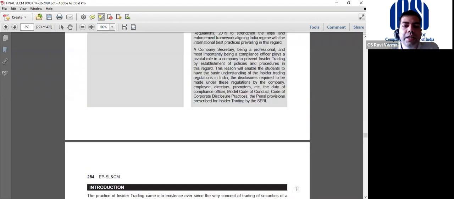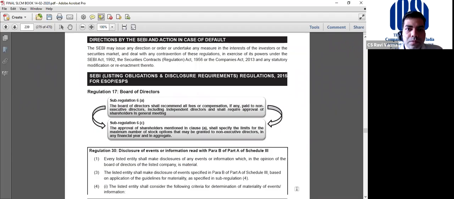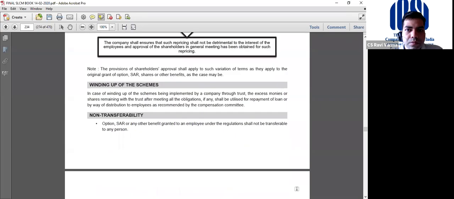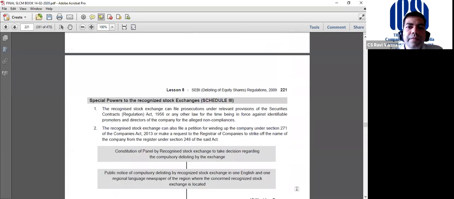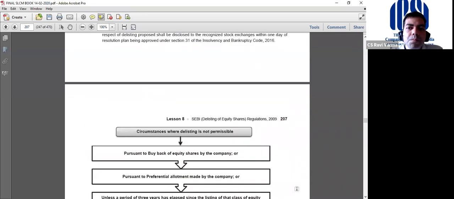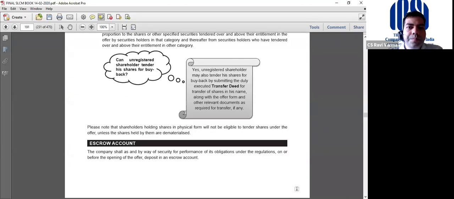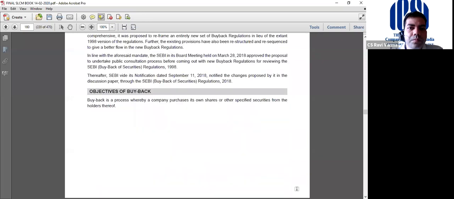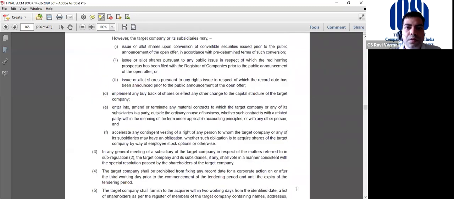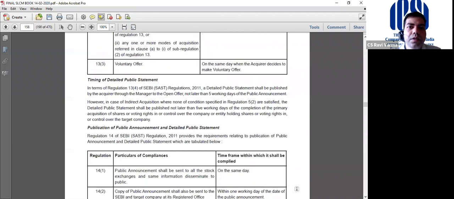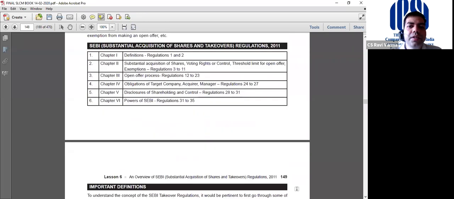And thereafter we will go with insider trading. Takeover is on page 148.